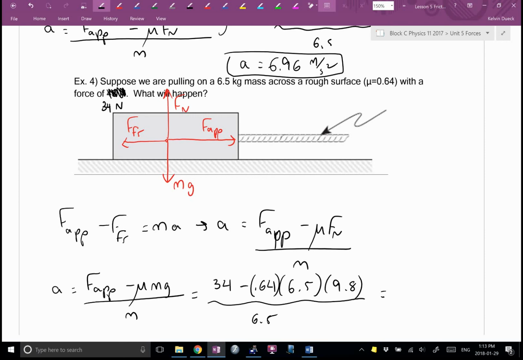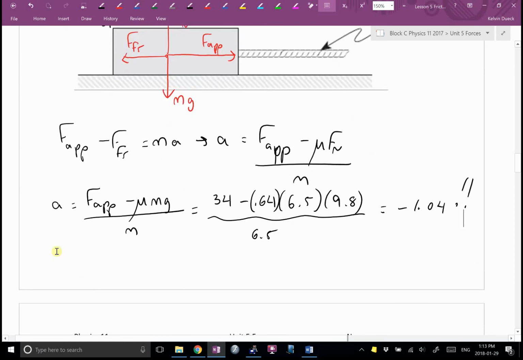What's the maximum friction can be? 40.8 newtons. But if I pull with, remember Cole, 5 newtons, we said it's pulling back with 5 newtons. If I pull with 8 newtons, it's pulling back with 8 newtons. If I pull with 34 newtons, you know how big it's pulling back with? 34 newtons. So what do you get? Negative what? 1.04. Put an exclamation mark, and then you can make a little note here.